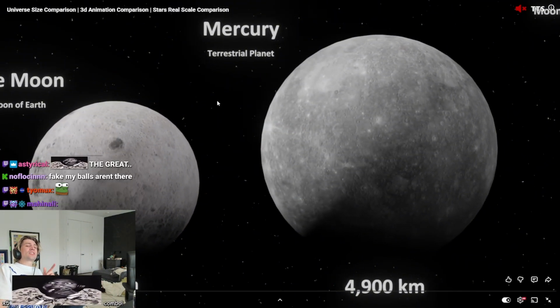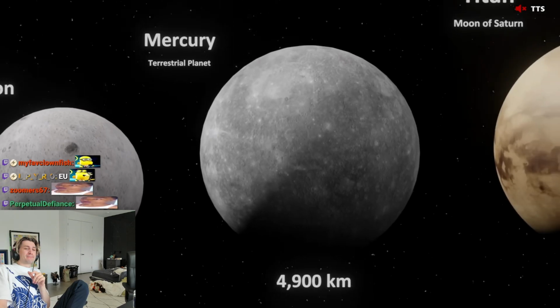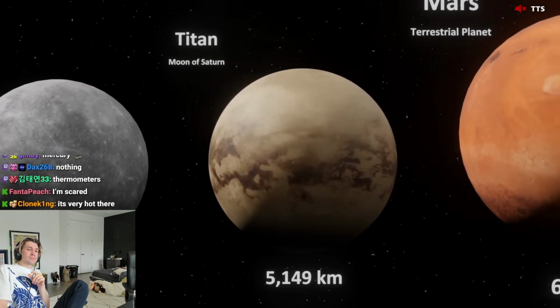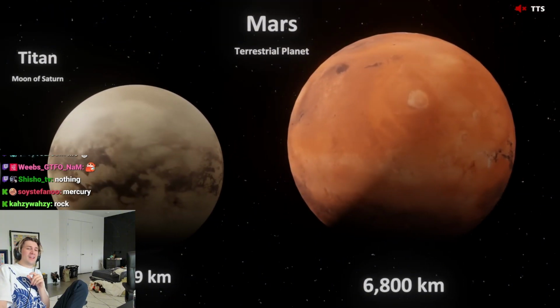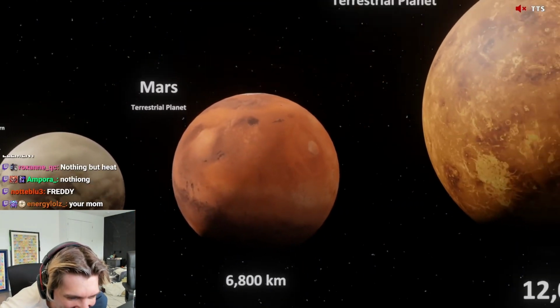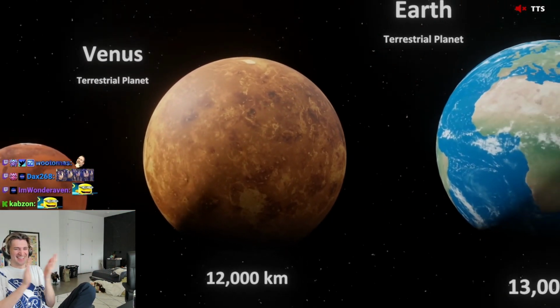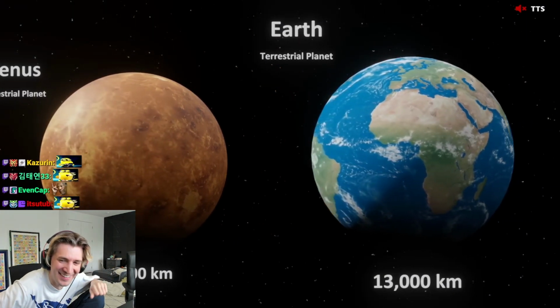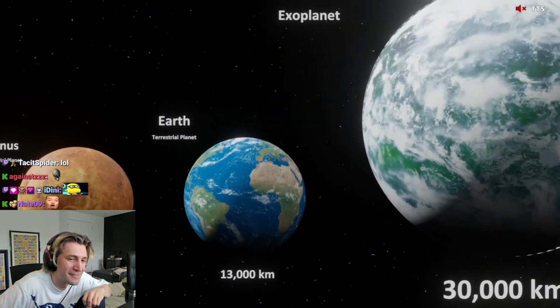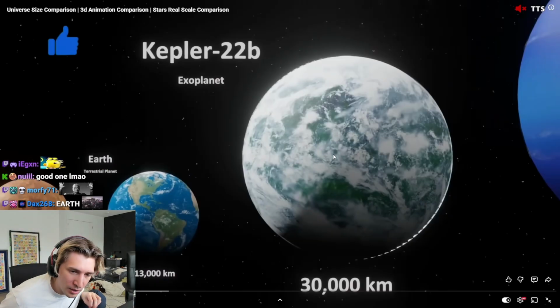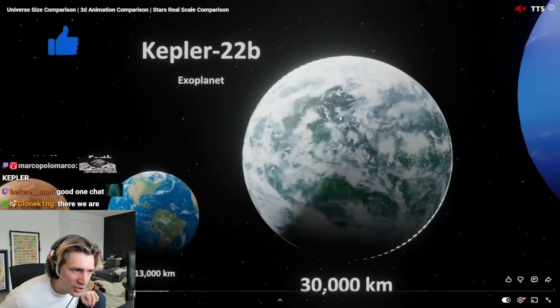Chat, what is on Mercury? Thermometers. Chat, this looks livable. No? Chat, am I wrong? Chat, this looks like you could live there.